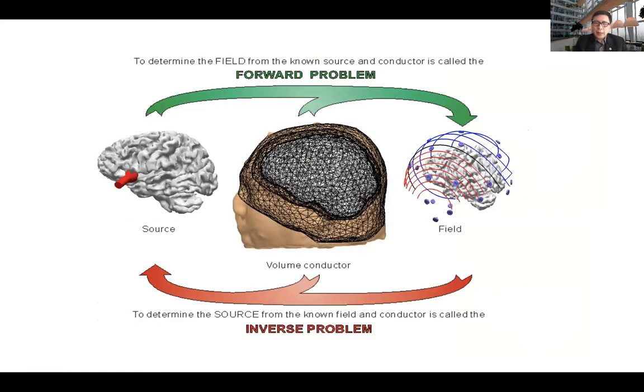So we have two problems. One is the forward problem, and the other is the inverse problem. The forward problem is to determine the field from a known source and conductor. The inverse problem is to determine the source, or imaging, from the known field and conductor.